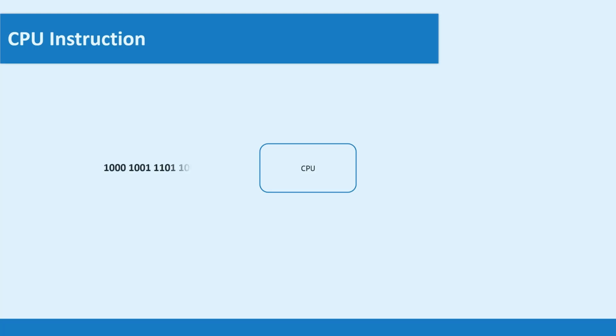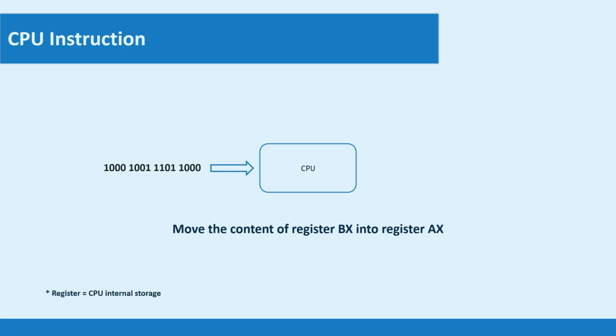Well, the input is a sequence of ones and zeros. Each individual 1 or 0 value is called bit. So CPU's input is a sequence of bits. This specific sequence of bits that you see on your screen right now corresponds to a command which says move the content of register BX into register AX. Register is CPU's internal storage unit. So basically this command says move the content of something that is stored in your internal storage to another location.